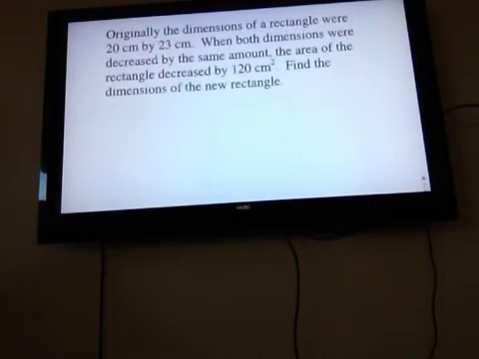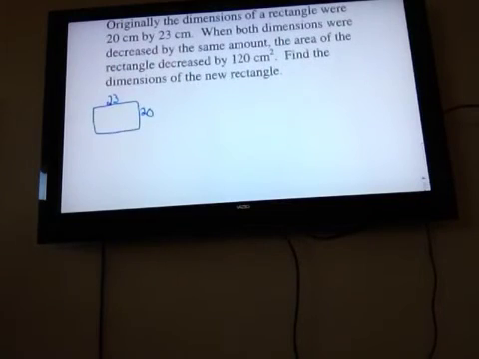Originally, the dimensions of a rectangle were 20 by 23. When both dimensions were decreased by the same amount, the area of the rectangle decreased by 120. Okay, so I'm going to start with my original. The original rectangle was 20 by 23. So I'm going to take that now and decrease. Decrease means what operation? Subtraction.